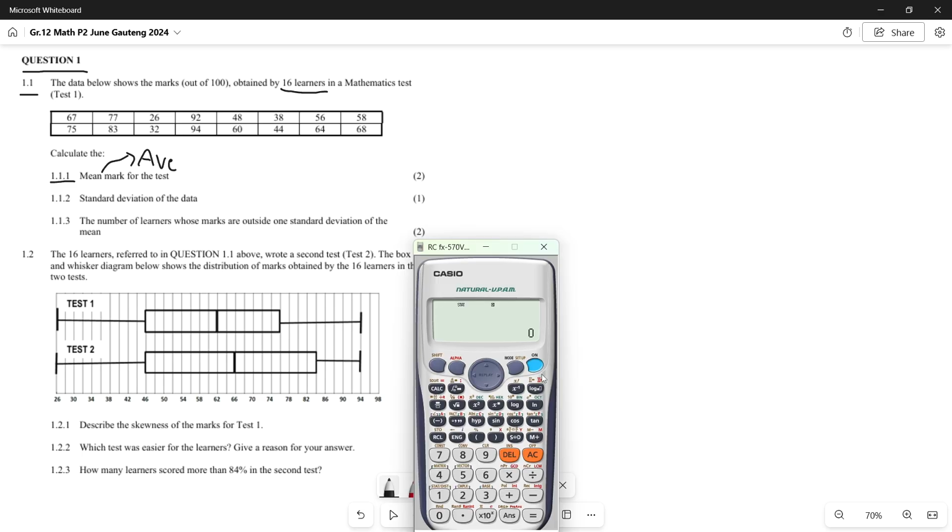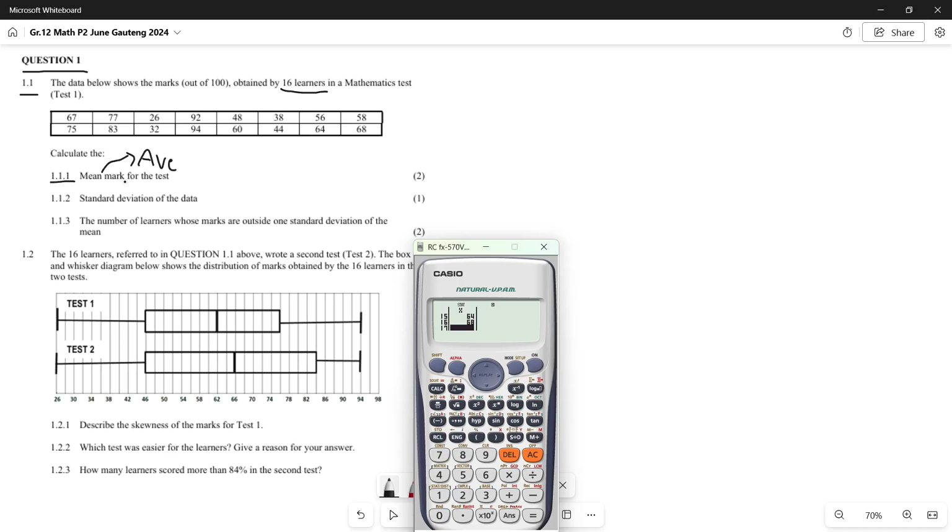Cool. So we have our calculator here. What we're going to do is go mode. We're going to go number 3 for our stats mode, and then we're going to click number 1 because we only have one variable here. So once we plug in 1, we can type in all of these values. We type in 67, click equals, type in 77, click equals, 26 equals, and so on. Once we've reached all 16, we can double check that there were 16 values as they said, so it means we typed in all of the values.